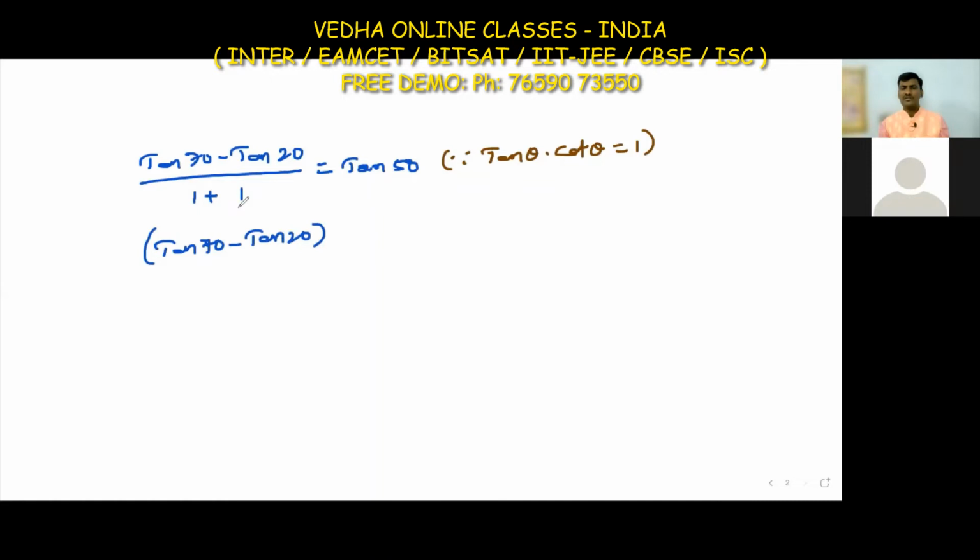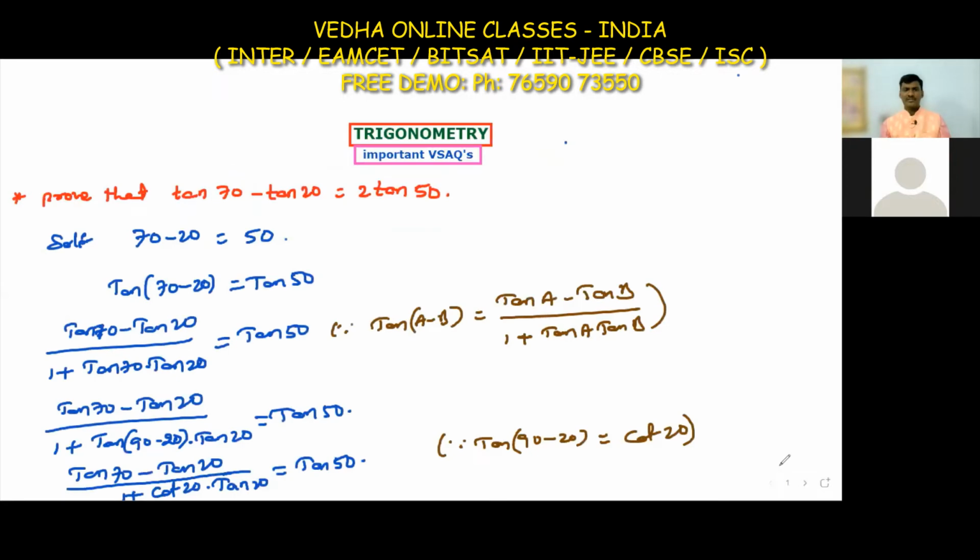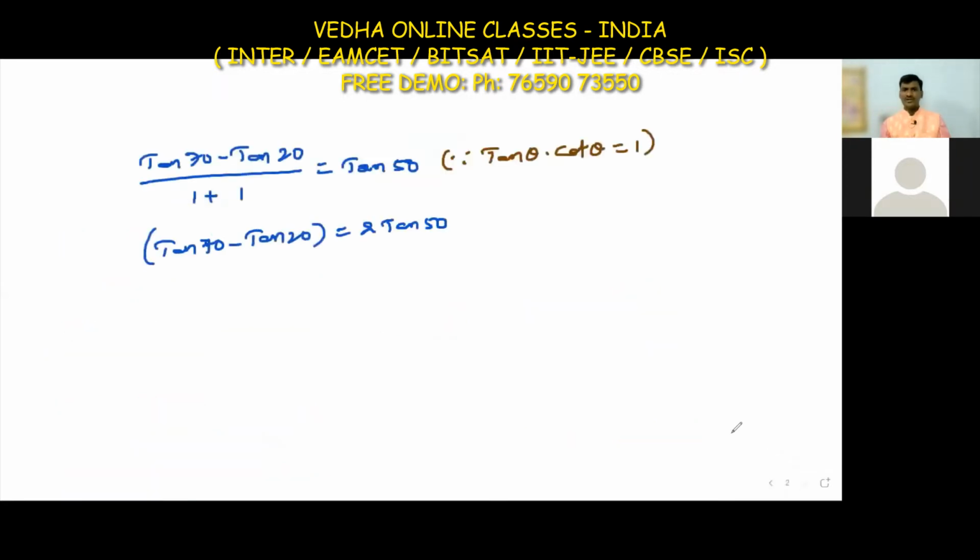This 2 I am taking to that side. Here it is dividing. If we take it to that side, it becomes multiply. So 2 into tan 50. What we have to prove? Tan 70 minus tan 20 is equals to 2 tan 50. We have proved this one.